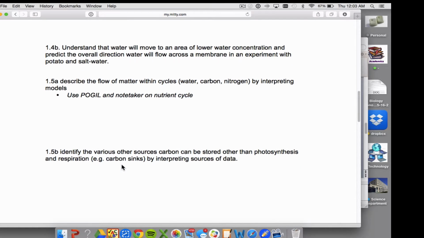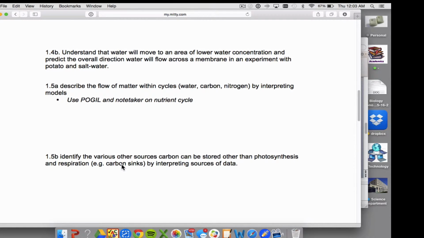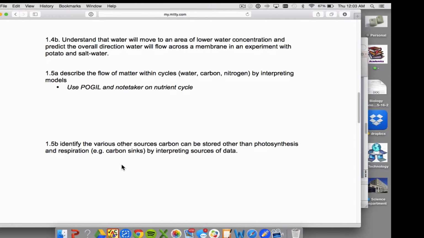1.5b says identify the various other sources of carbon that can be stored other than photosynthesis and respiration. Here we're talking about carbon sinks, and we're referring to the fossil fuels.